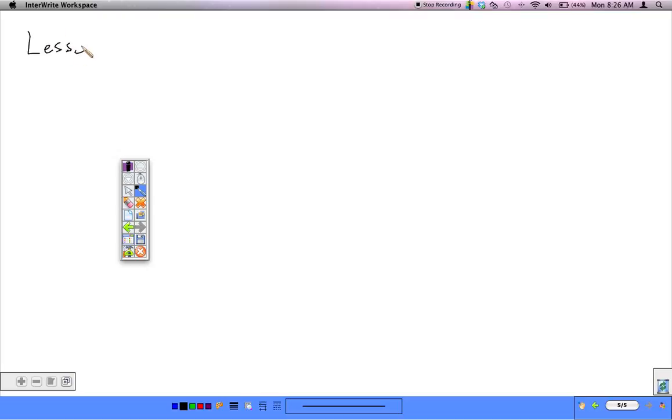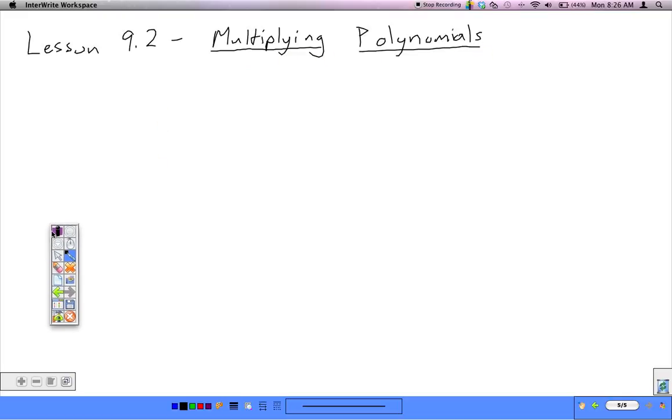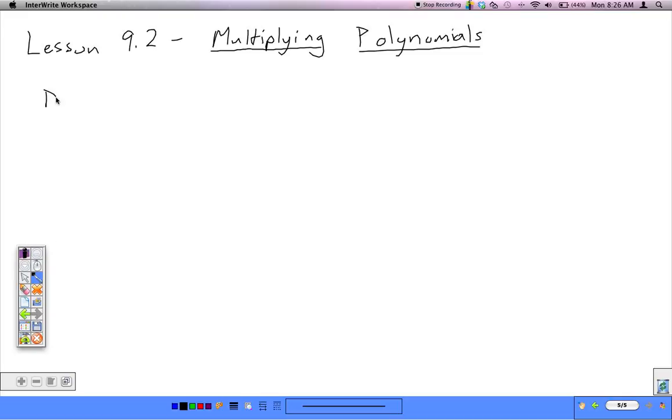Remember, these notes are lesson 9.2, Multiplying Polynomials. And what happens when you multiply polynomials is the distributive property takes place. So let's take a quick review on the distributive property and let's see how it works.